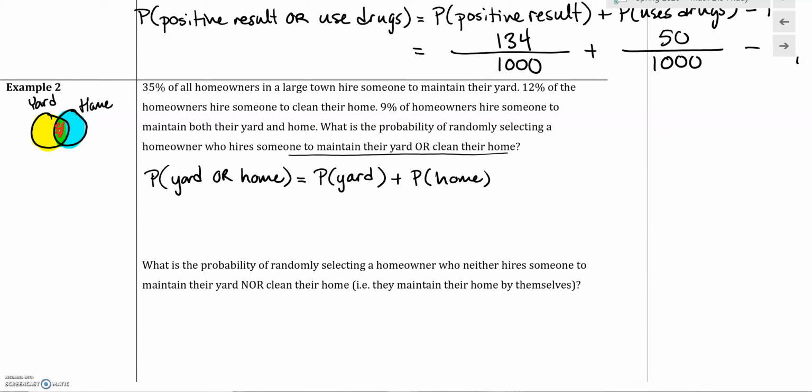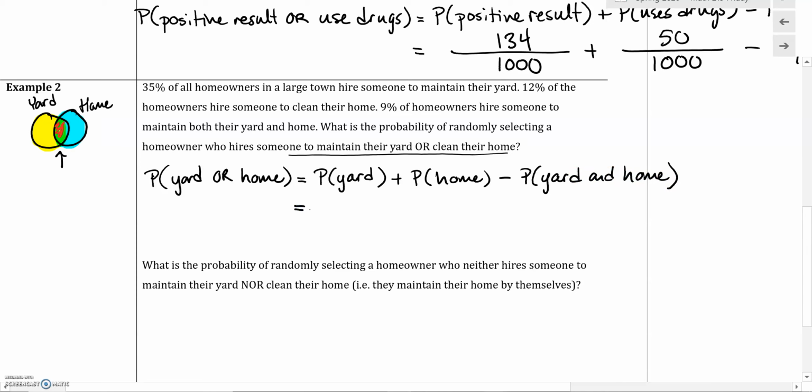And then again, you can see what happens is I double counted everybody in that green sliver there. I counted them when I asked who hires someone to maintain the yard, and I counted them when I asked who hires someone to maintain their home. They got counted twice. So I then need to subtract the probability of selecting someone that does both yard and home. That way I remove that double counting.